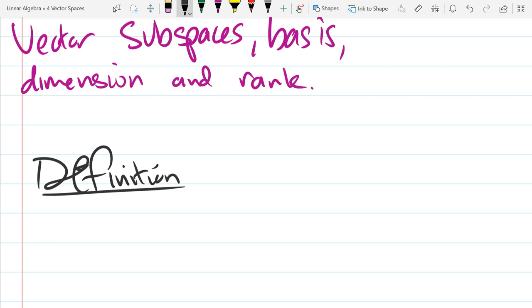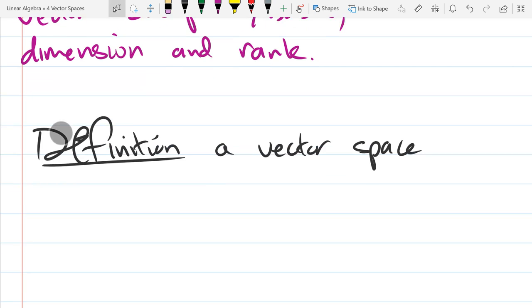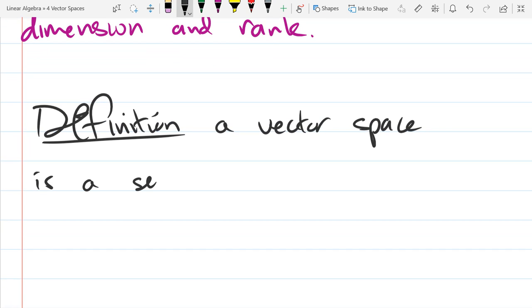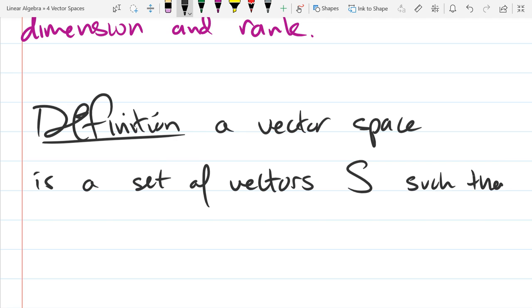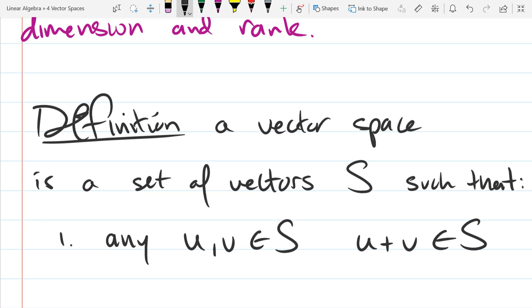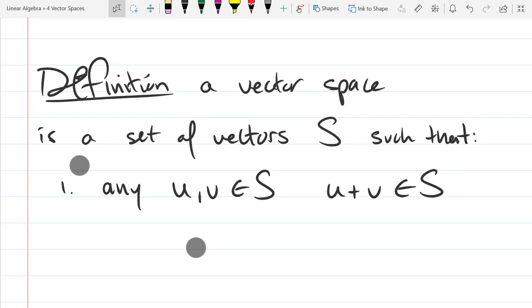So we'll start with the definition of a vector space. A vector space is a set of vectors, we'll call this set S, such that, first property, any two vectors in this set, so any u and v in S, u plus v is in S. So if I add two vectors in your set, then the resulting vector should be in your set also. And this is called additive closure.